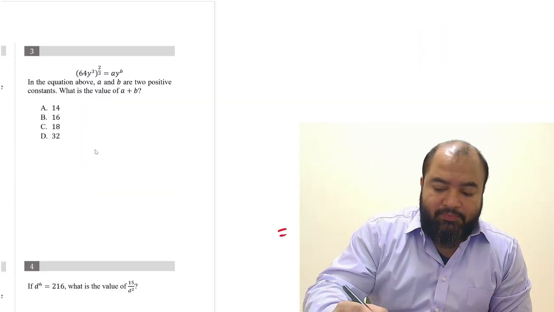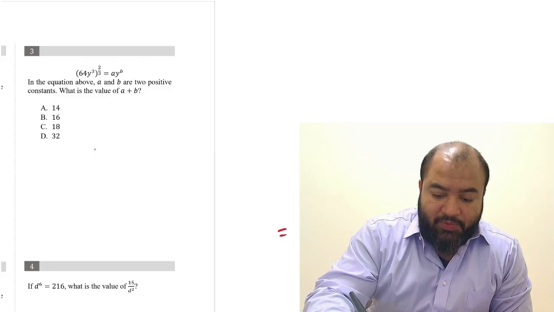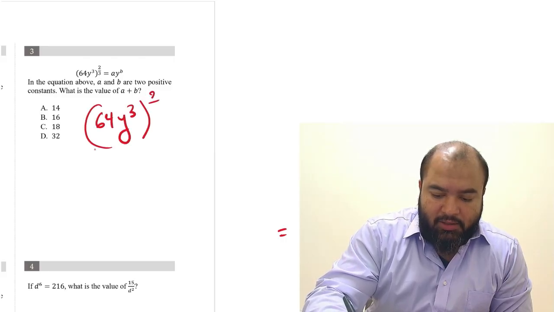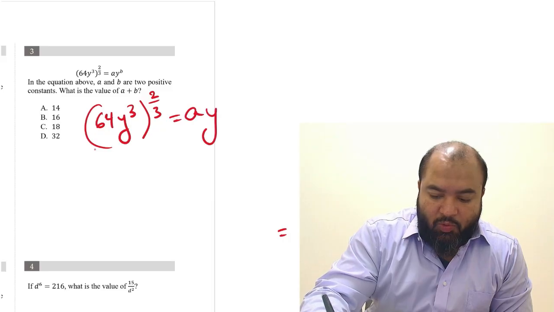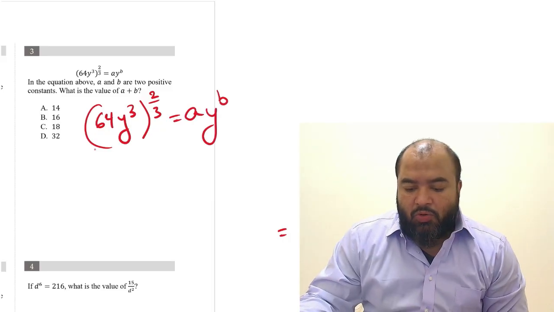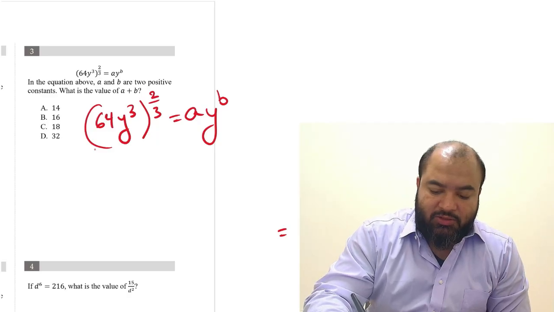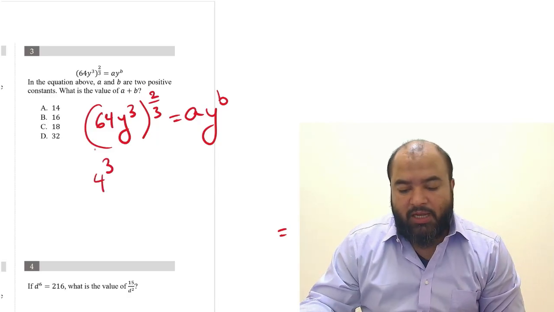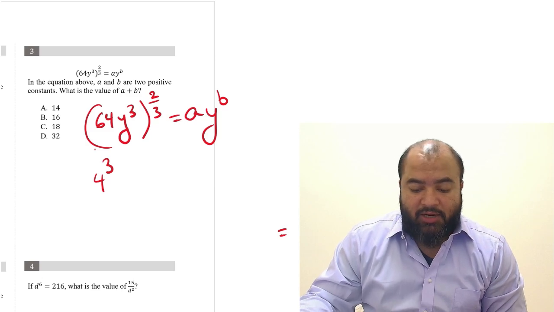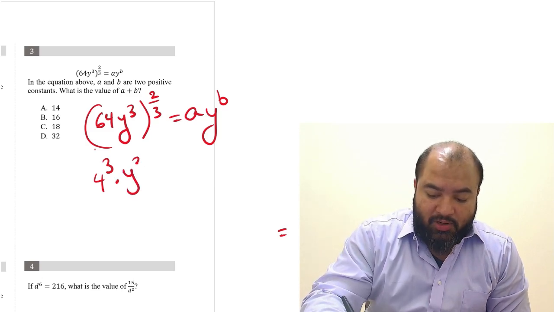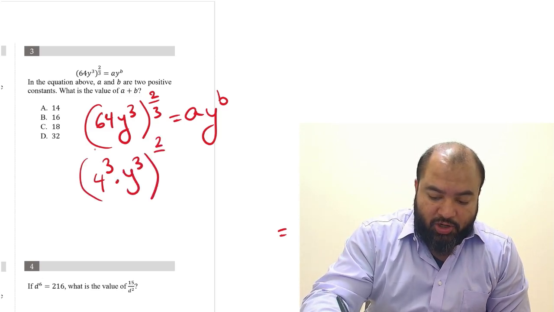Okay, number 3. Here same thing, similar. So for 64 y power 3 power 2/3 is equal to a y power b. Well, first of all, 64 means it's 2 power, okay, let's not make it 2, let's say 4 power 3, okay? You can use a calculator to check it out, times y power 3, and then I have a power 2/3.